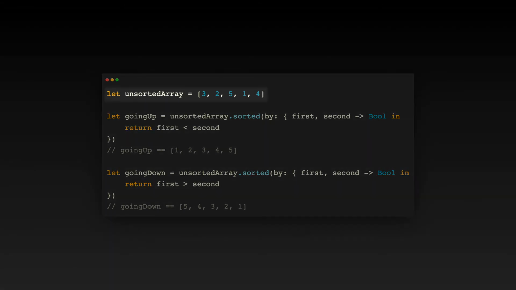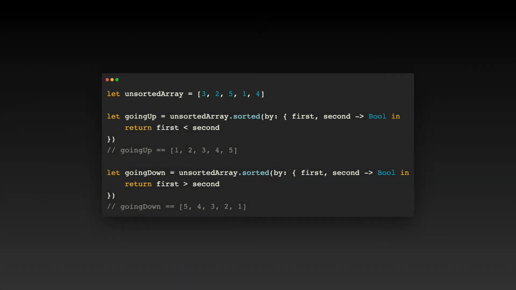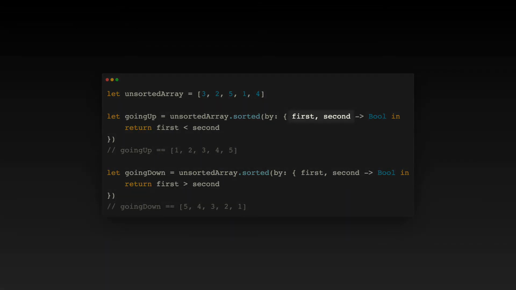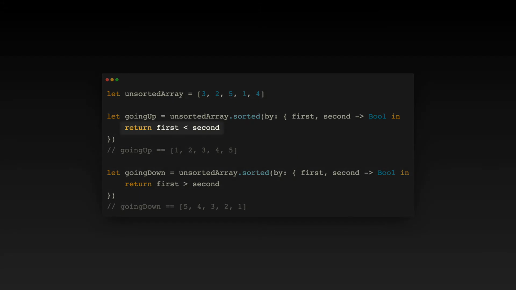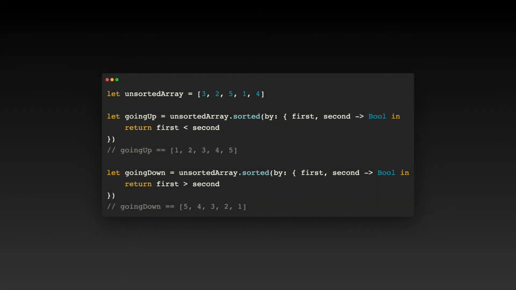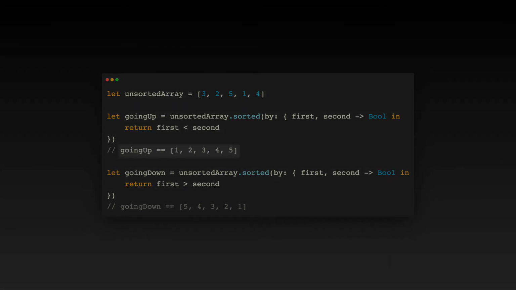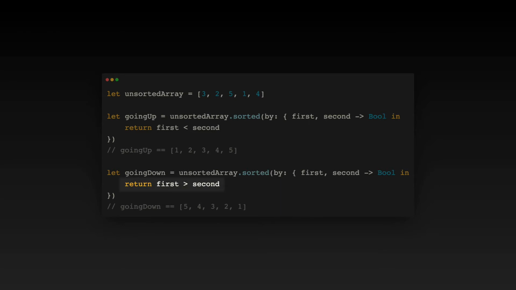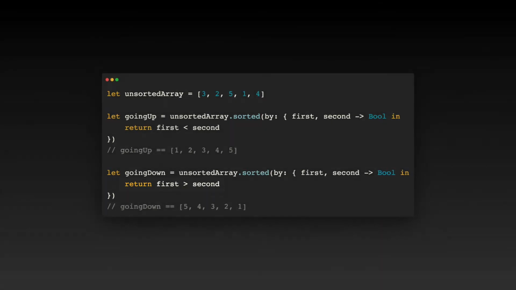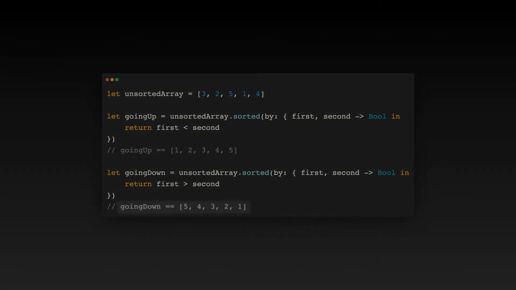First, we have an unsorted array. Then when we go to sort it, we have our first and our second element. And we're going to return true when the first element is smaller than the second element. That means we will end up with an array that looks like this in ascending order, with all the smallest elements first, followed by the larger elements. If we change the code to return true when first is greater than the second element, we'll end up with an array that looks like this, with the larger elements at the beginning.